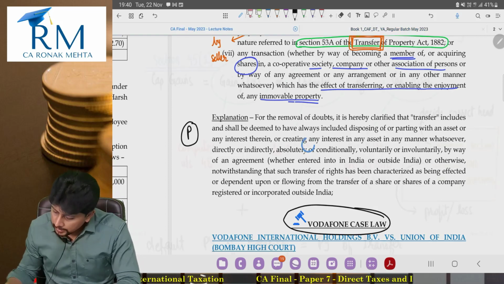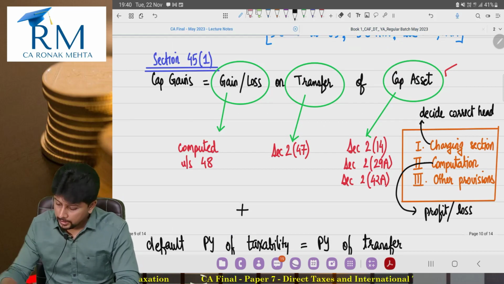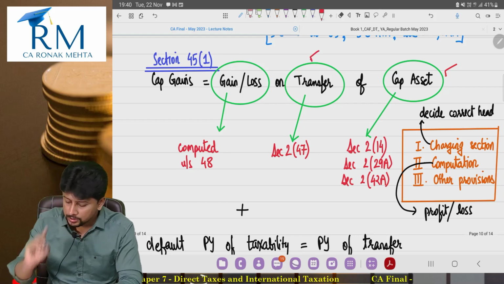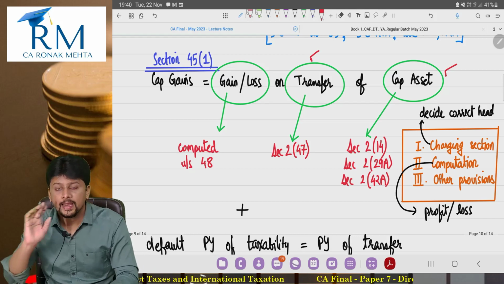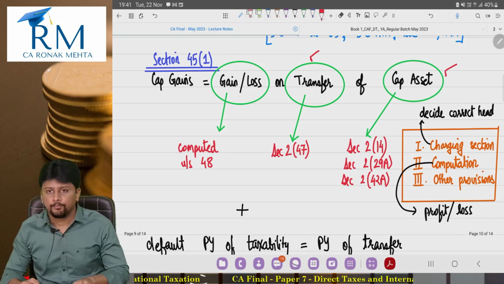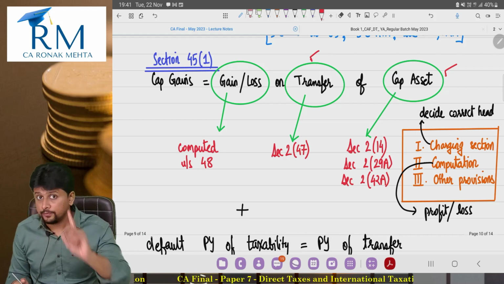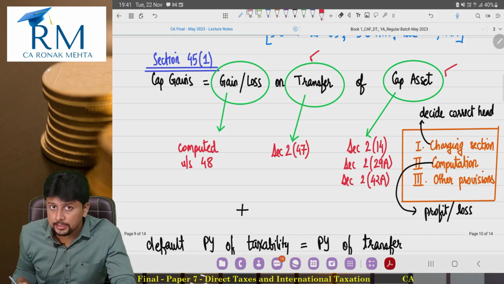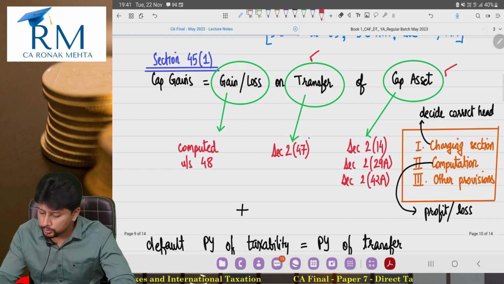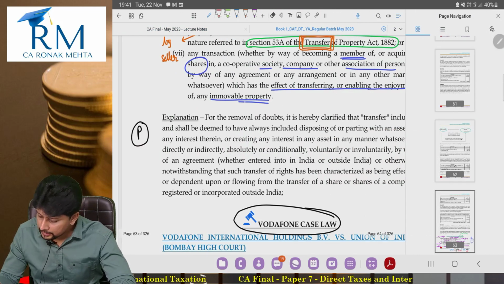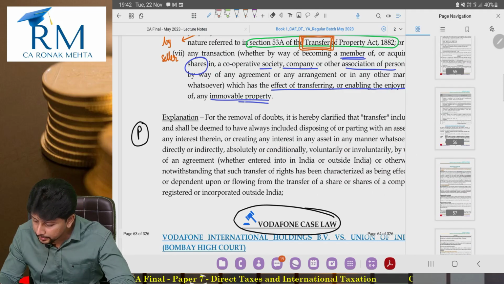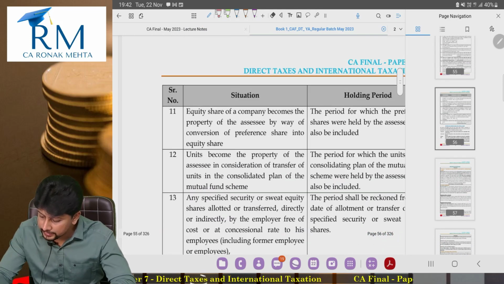So coming back, definition of transfer also discussed. Now comes our computation, gain or loss. Now I told you that section 48 is lengthy, is important. Let me show you section 48 the way it is printed in the act, and that will give you a hint as to why I said that it is important.